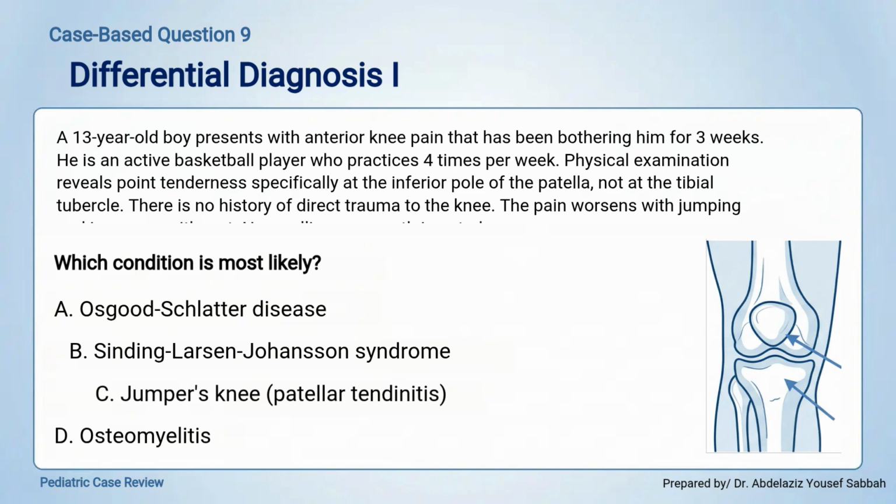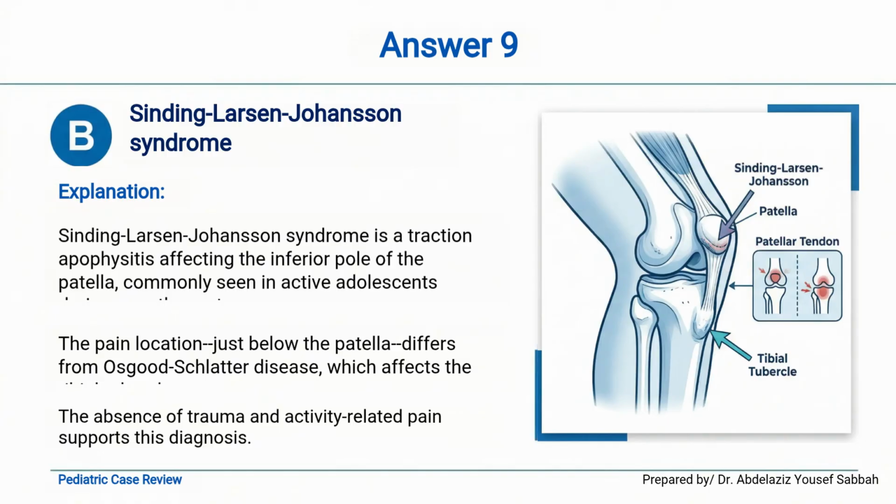Option C, jumper's knee, also known as patellar tendinitis. Option D, osteomyelitis. The correct answer is option B, Sinding-Larsen-Johansson syndrome.